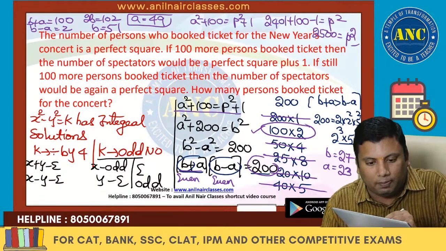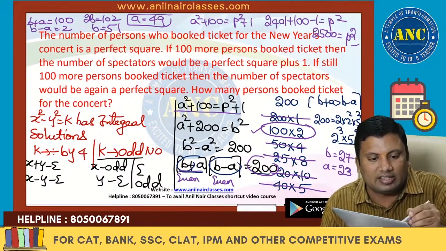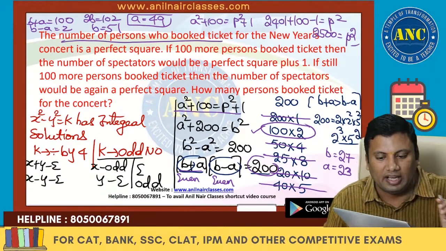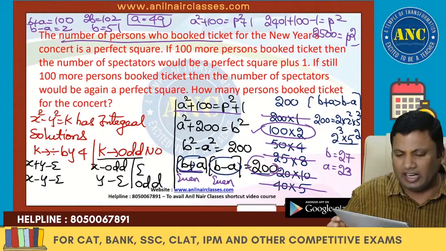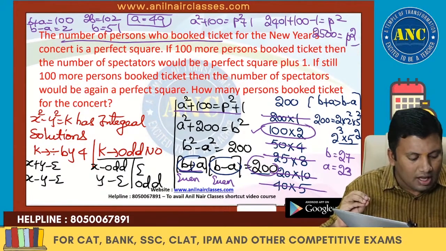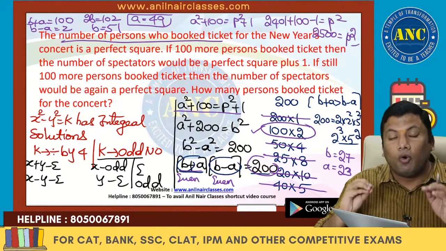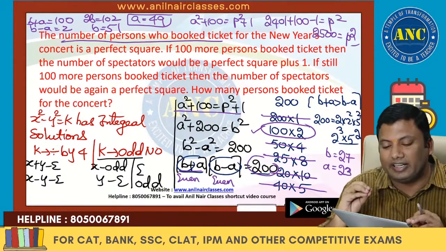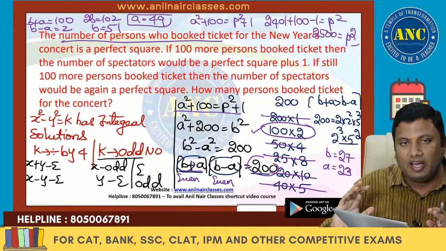So how many people have booked the ticket? a is the number of people who booked the ticket. 49 people have booked the ticket. Very easy question, a very number system based question. Only thing, students get intimidated because of the length of the question.